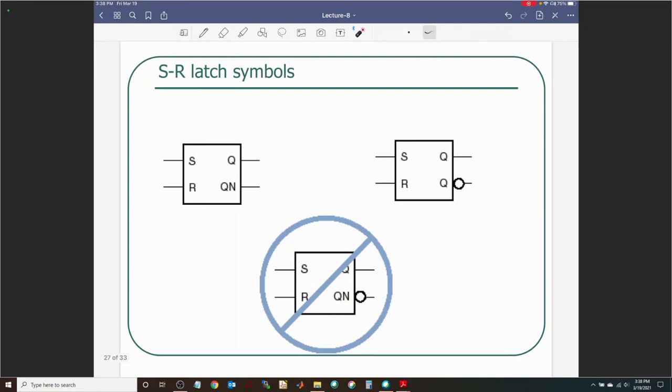Now let's talk about symbols. We have S, R, Q, QN: active high inputs, active high outputs. If you wanted to draw a symbol for the SR latch, this would be it. Or you could change it to this, where instead of QN, you call it Q but put a bubble in front of it, indicating that it's your active low output. But this would not be allowed, because here you are calling it QN and you are showing a bubble at the front. That's like double negation. So this is okay, but this is not.